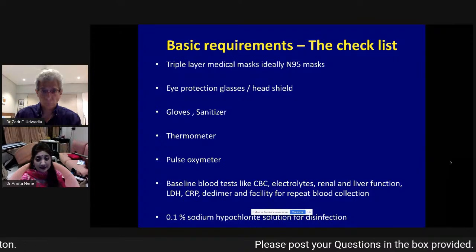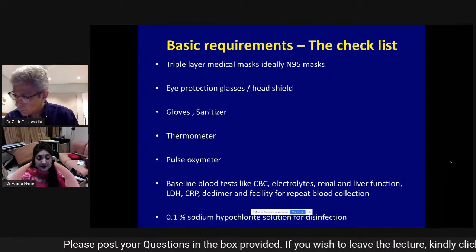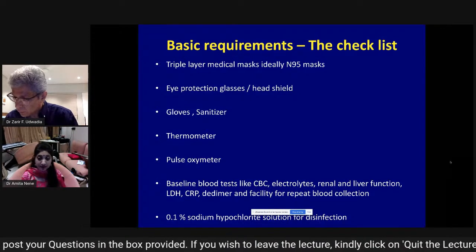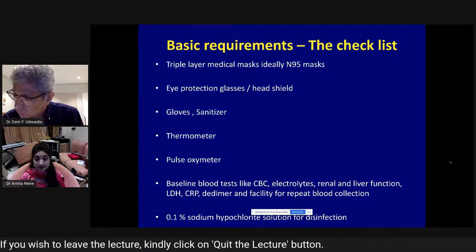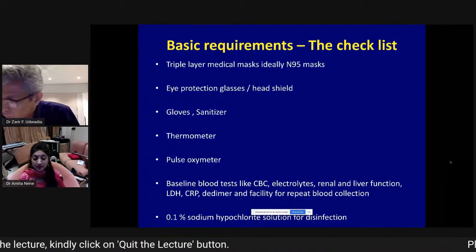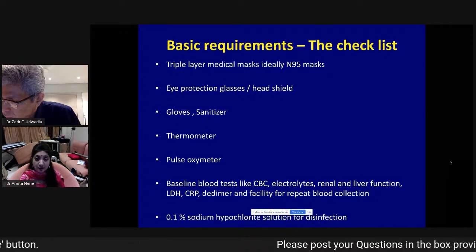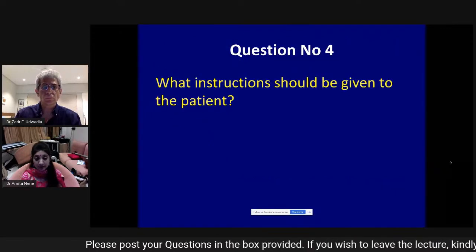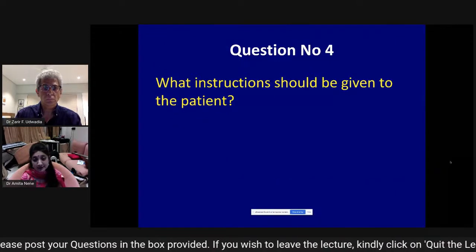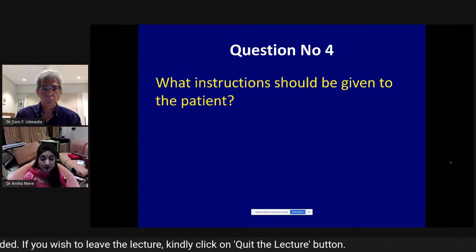There should be baseline blood tests like CBC, electrolytes, renal and liver function tests, CRP, D-dimer, ideally done as baseline. And if required, there should be a facility to repeat these blood tests and also do an ECG if required. And it's important that 0.1% sodium hypochlorite solution for this infection should be available at home. All right, so we have made all these basic requirements available. So what instructions should be given to our patient?